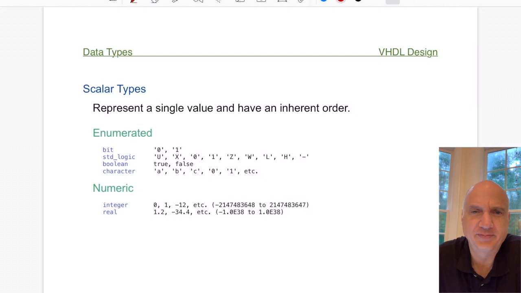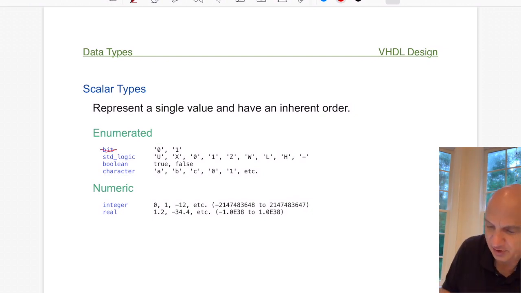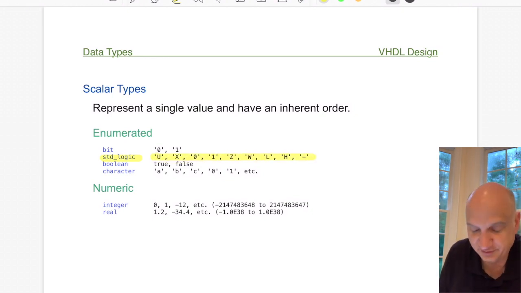Let's start talking about some other data types and list the data types that we have. We categorize data types into two areas: one's scalar and one's composite. Scalar types represent things like bit, okay? Although bit isn't used anymore, it's certainly important to mention for legacy reasons, and its values are 0 and 1. We already saw that standard logic has 9 values, and we just went over what those values mean.